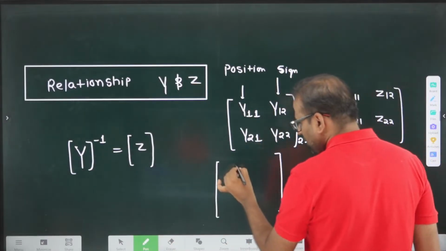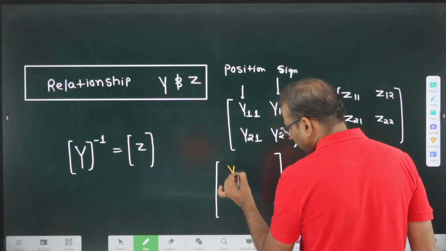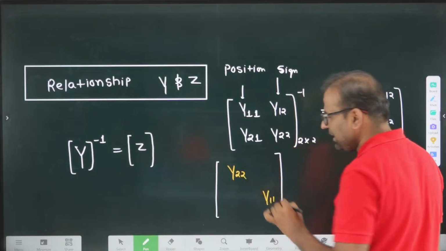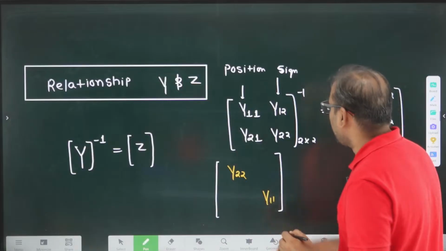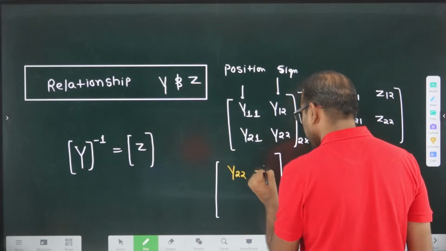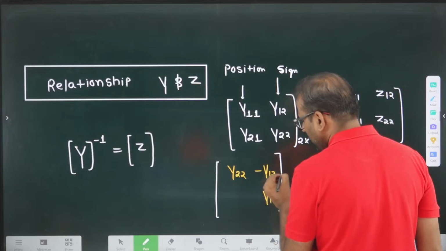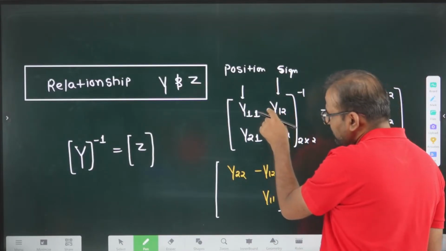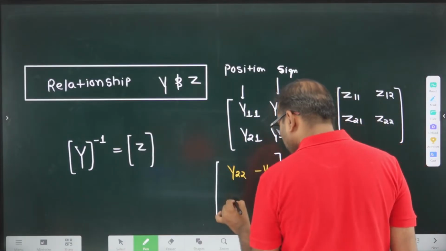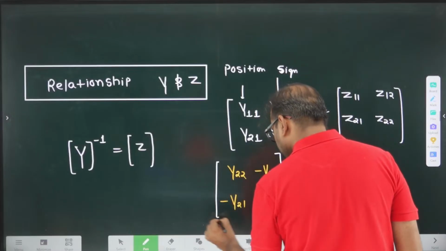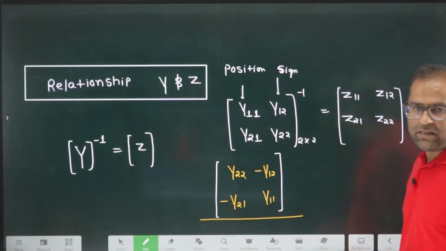If you change the position, this value will be Y22, and this value will be Y11. You have to change everything diagonally. And here you have to change the sign diagonally. So you can write this value as minus Y12. You don't have to swap the variable, just write Y12. If it is plus, write minus. And Y21, it is plus, write minus here. Correct? Divided by the determinant of this.